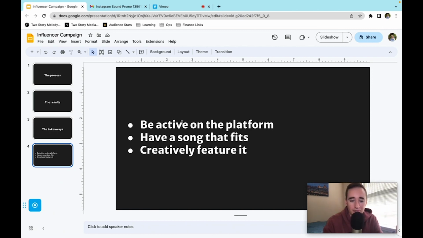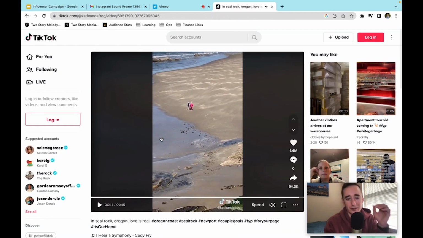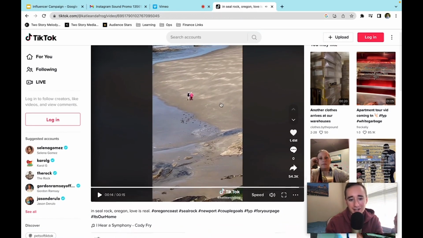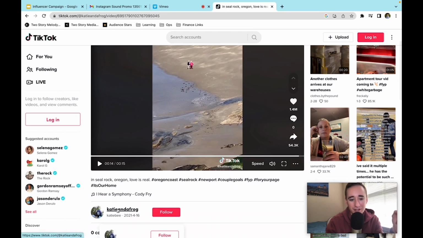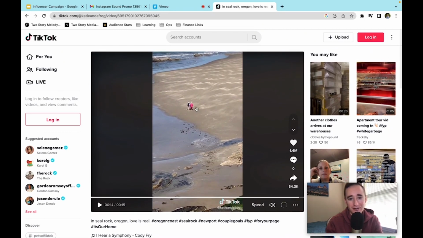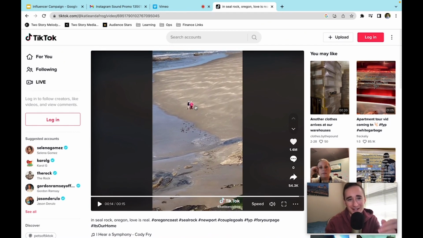And then the third thing, if you want to have success, is you have to creatively feature the song, I think. A good example is Cody Fry's I Hear a Symphony. Somebody, Katie and a Frog, posted this video and soundtracked it with that song, and it's just this couple on this random beach in Oregon dancing to it.